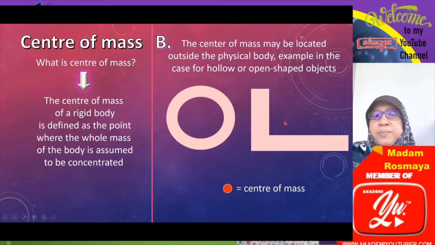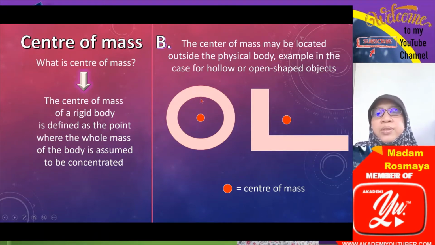So you cannot balance these two examples of rigid bodies, because you cannot put a finger to hold the center of the hollow sphere. You cannot balance it, because the center of mass lies outside of the rigid body.